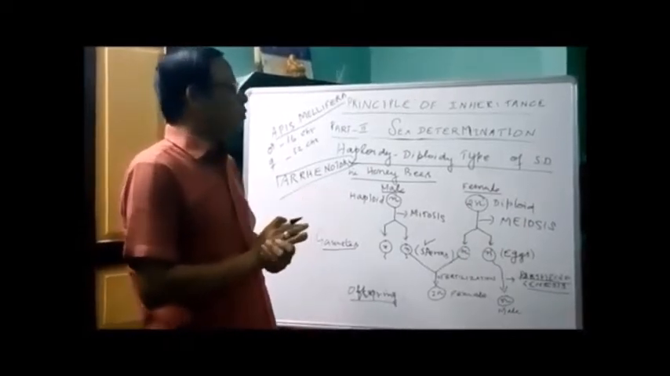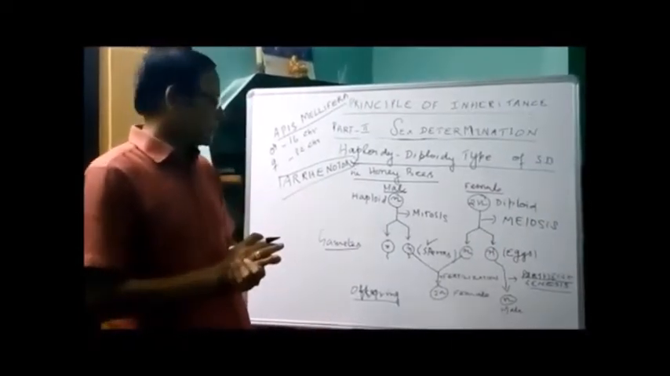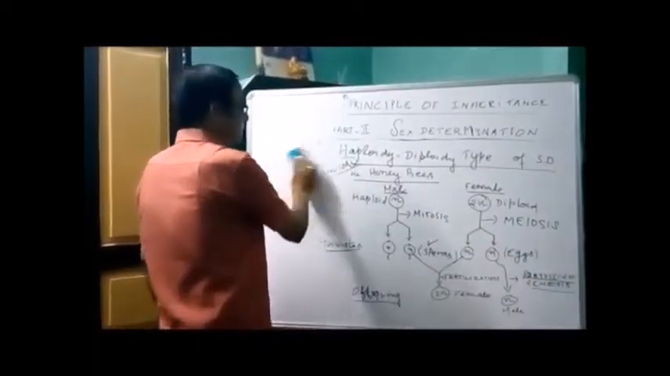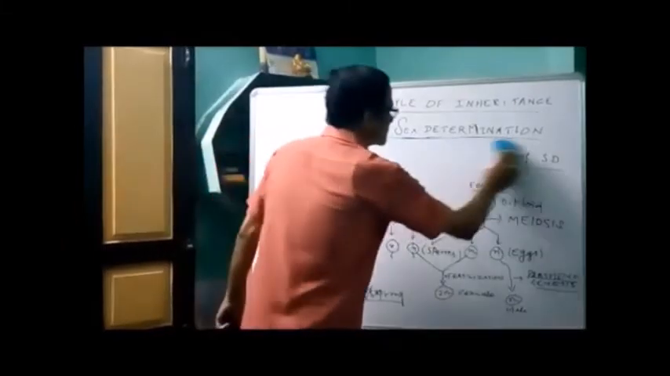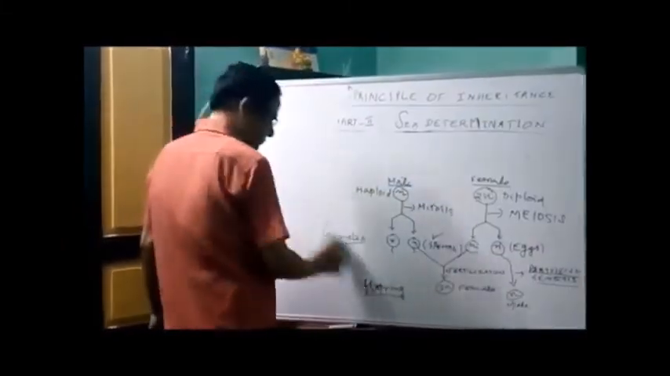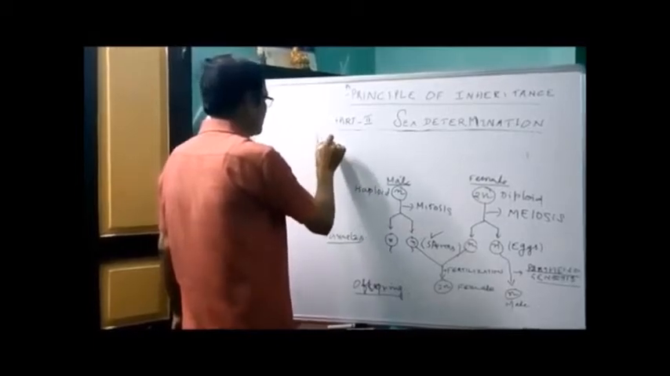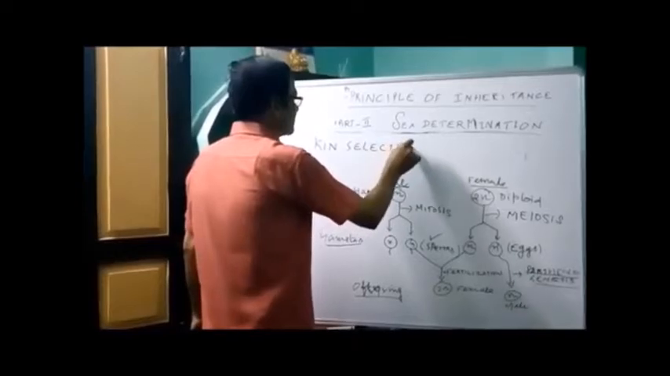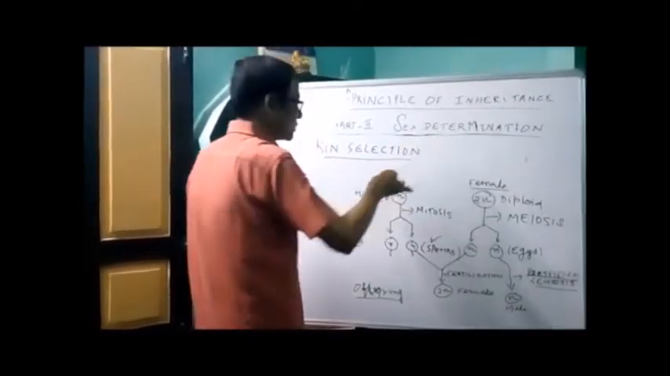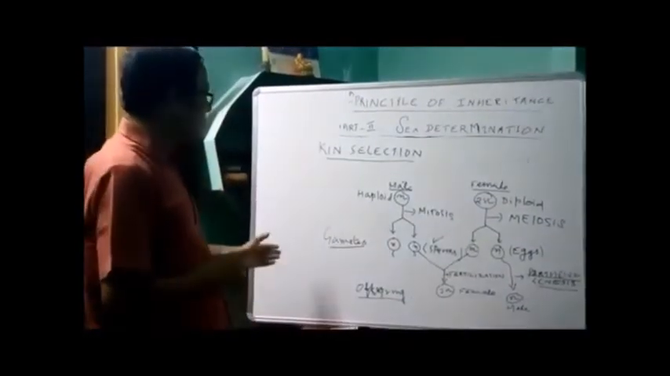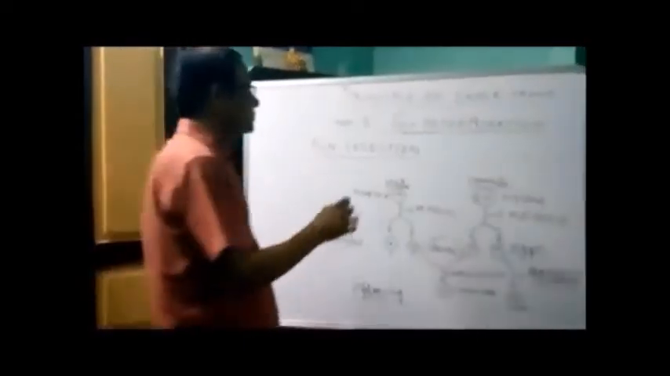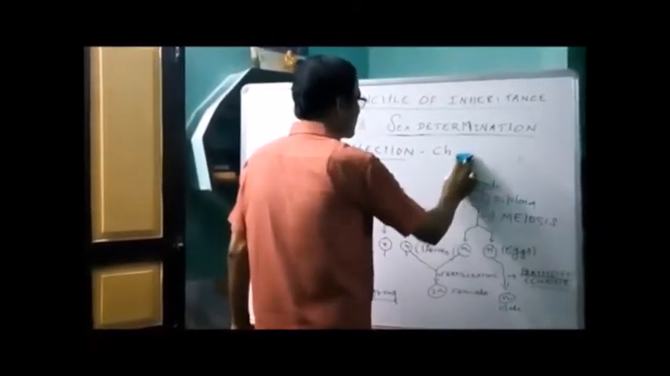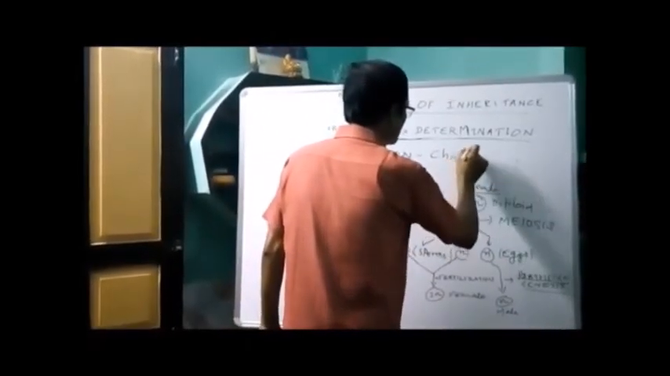And what is the importance of haploid and diploid type of sex determination? Here, there is one phenomenon we have to discuss, what is called kin selection. So based on this haploid and diploid type, we have to relate this to kin selection. This concept was given by Charles Darwin.